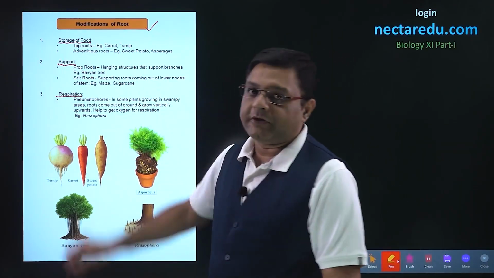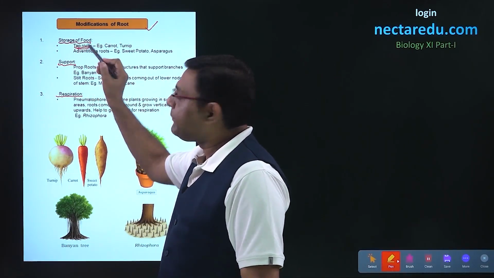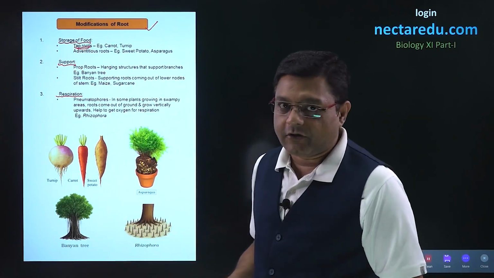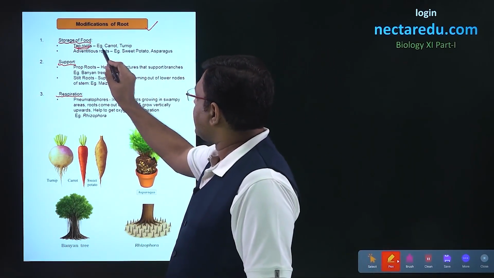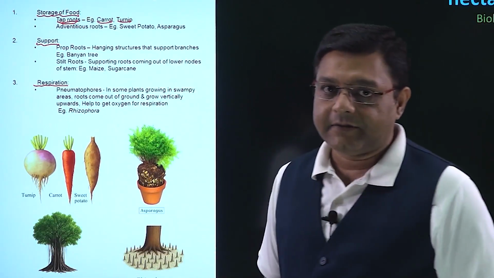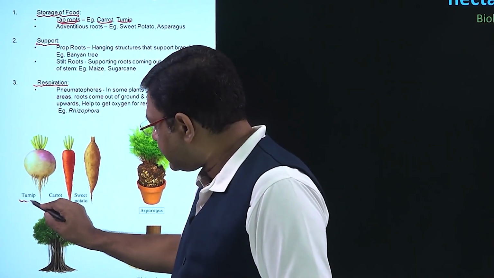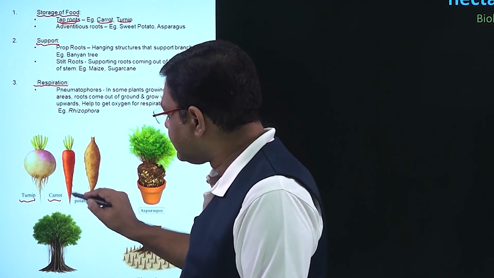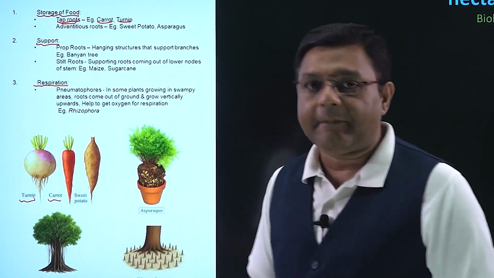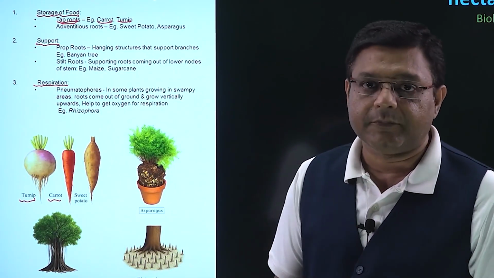Now, in this particular case, there are two examples in which tap roots will perform the storage of food. The first example of tap root is carrot, and the second is turnip. We can see these in the diagram as well. So here turnip is shown and the carrot is shown. So these are actually the tap roots, and these will perform the function of storage of food.